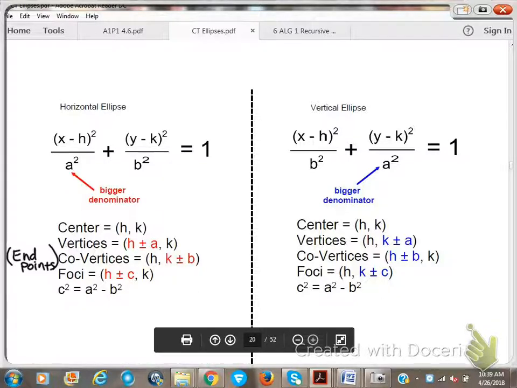Subtracting a to the x value of your vertices, b to the y value for your endpoints, and c to the x value for your foci. So this is just kind of summarizing what you add and subtract from your center to get all your other stuff.